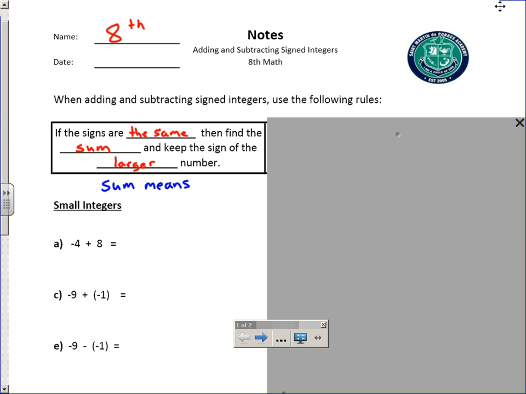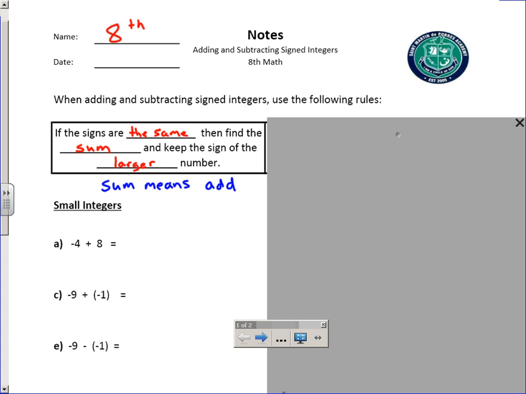So when we're adding or subtracting, and there's signs involved, we can't trust the addition and subtraction sign, so we have to use these two rules. First one is if the signs are the same, then we find the sum, and then we keep the sign of the larger number. Now we have to remember that sum means add. That's the answer to addition. So if they're the same signs, we add.